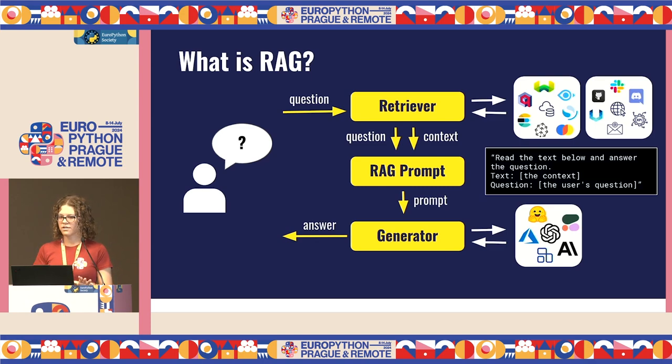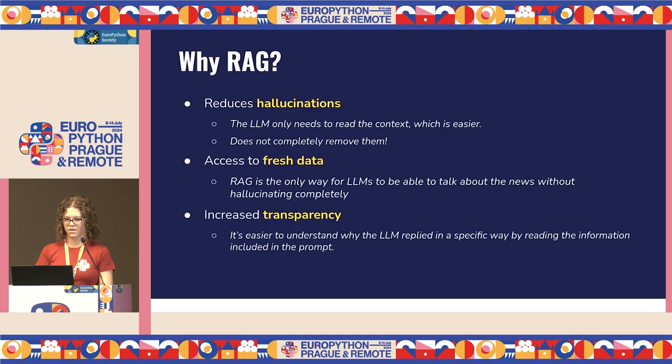So RAG systems, in their very core, in their very basic essence, are something like this. It works in three steps: retrieving, building a prompt, and then generating an answer from this prompt. Why use RAG? When would you want to do this?